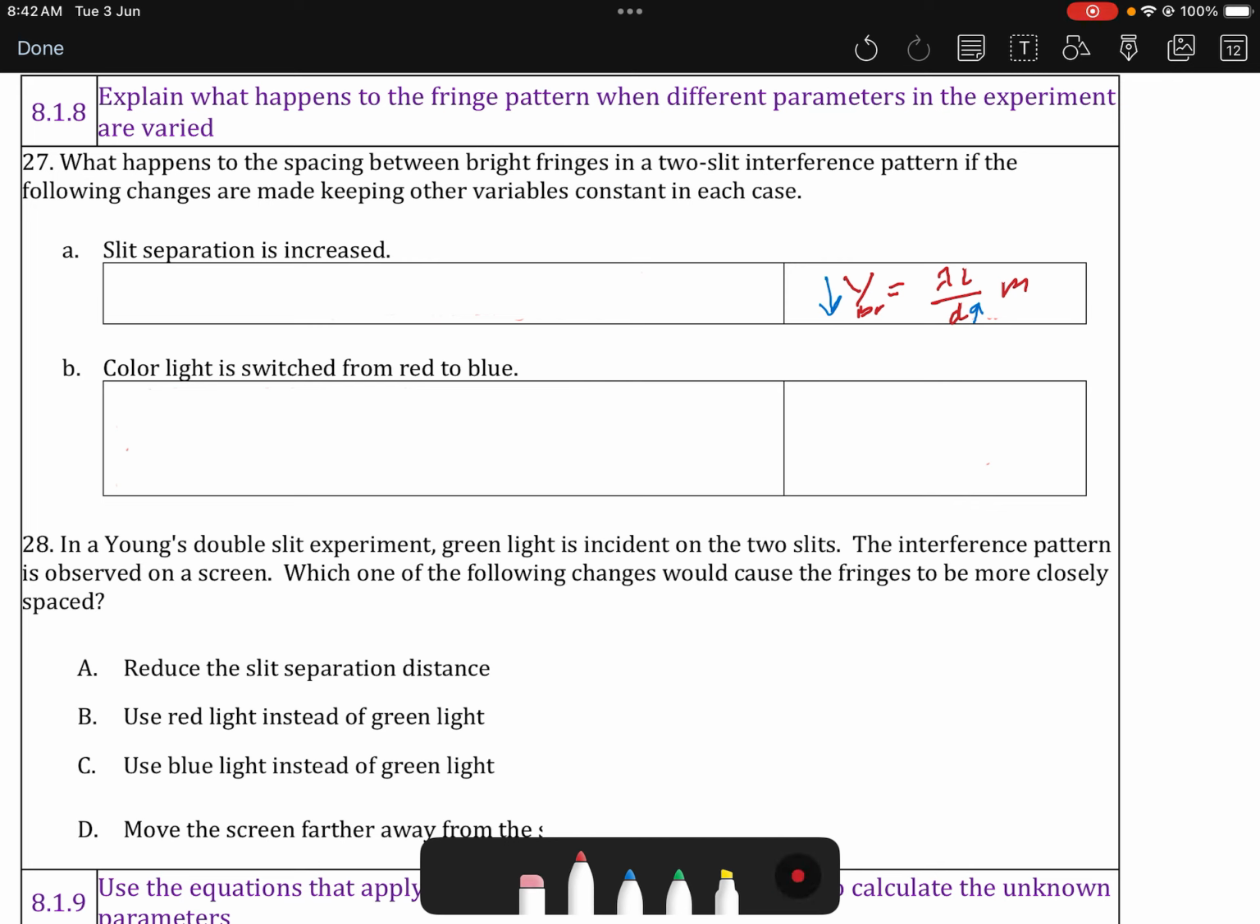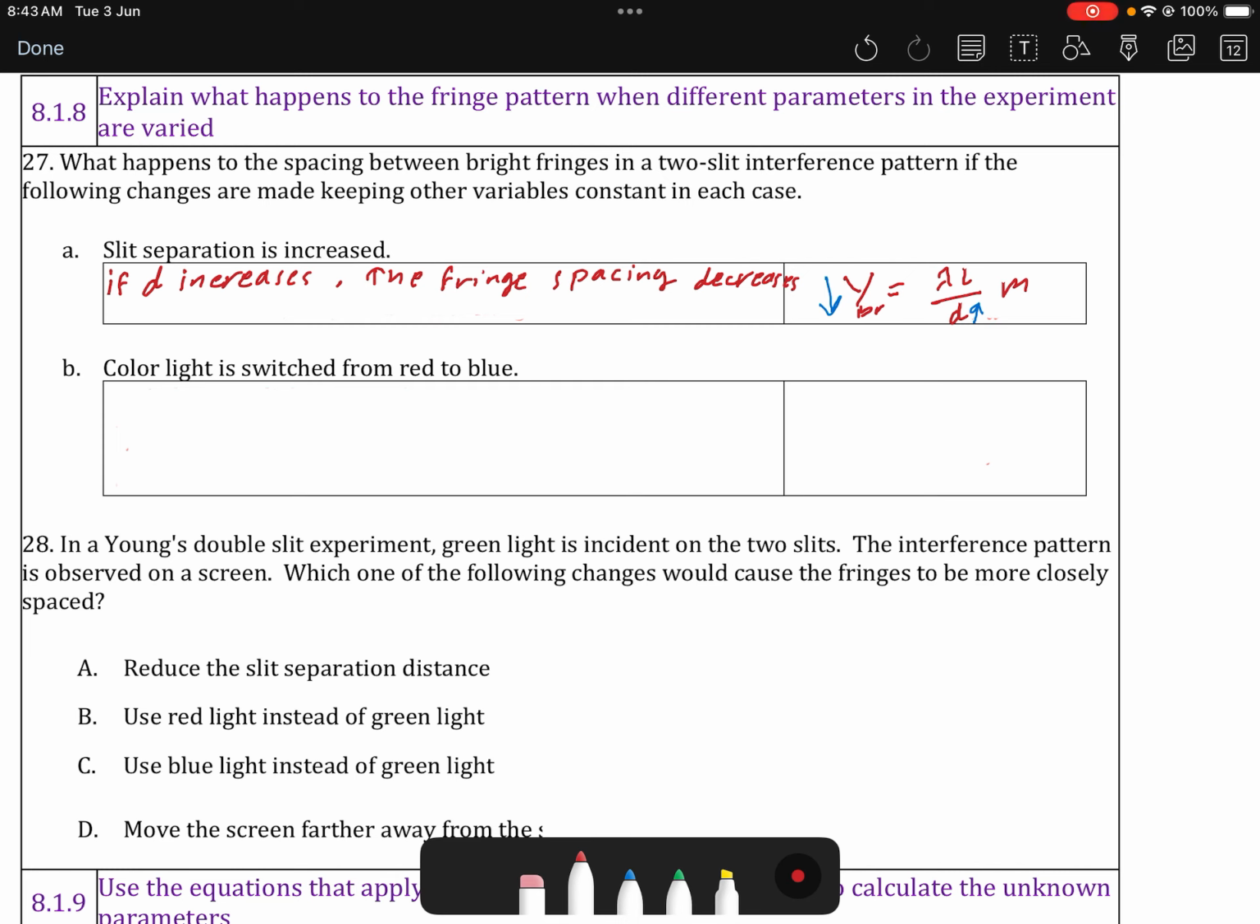Okay. If the slit separation D increases, the fringe spacing will decrease. Okay, so we'll have narrower fringes.